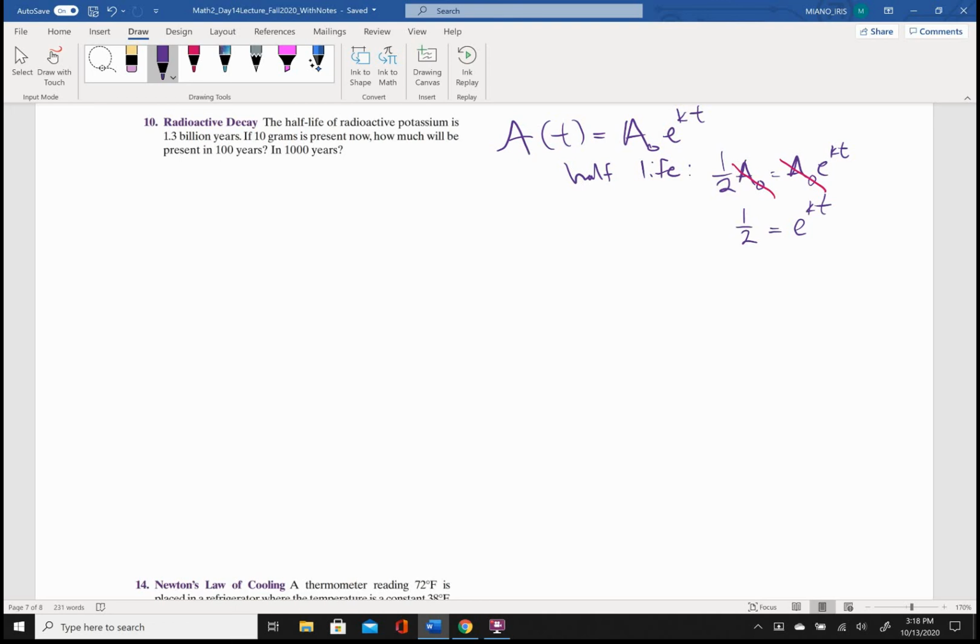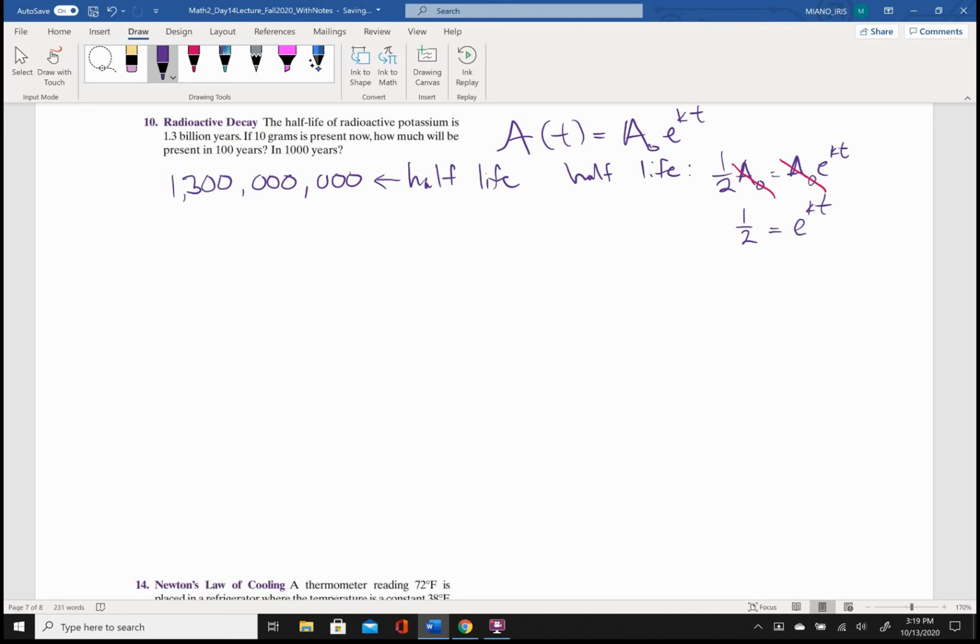The half-life of radioactive potassium is 1.3 billion years. What is 1.3 billion years? Look at it as a standard number. Here's 1,300. There's 1,300,000. Here's what 1.3 billion looks like: 1,300,000,000. That's quite a big number. So this is the half-life, the t that we're going to be using in order to calculate our growth rate.